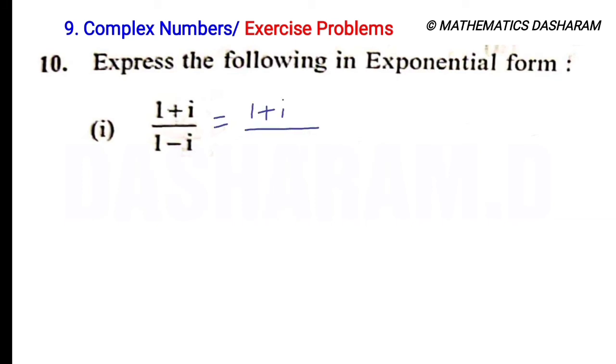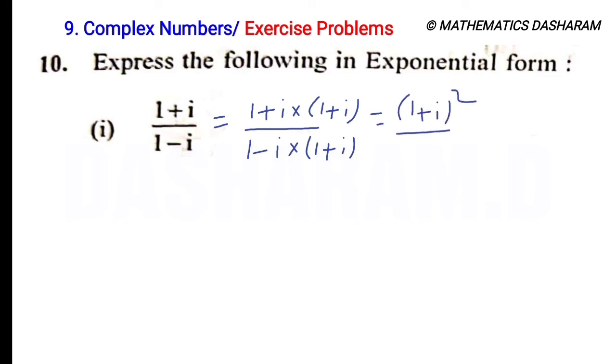First we need to convert the given question into the form of x plus iy, so multiply the numerator with 1 plus i, that is the conjugate of the denominator, and the denominator also the same. So the numerator will become 1 plus i whole square, divided by the denominator, a minus b into a plus b equals a square minus b square. So it is 1 square plus i square plus 2 into 1 into i, that is the a plus b whole square form.